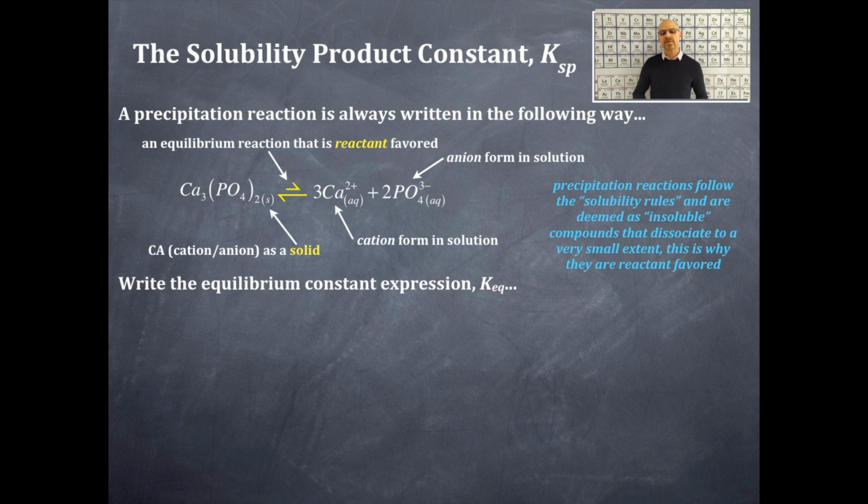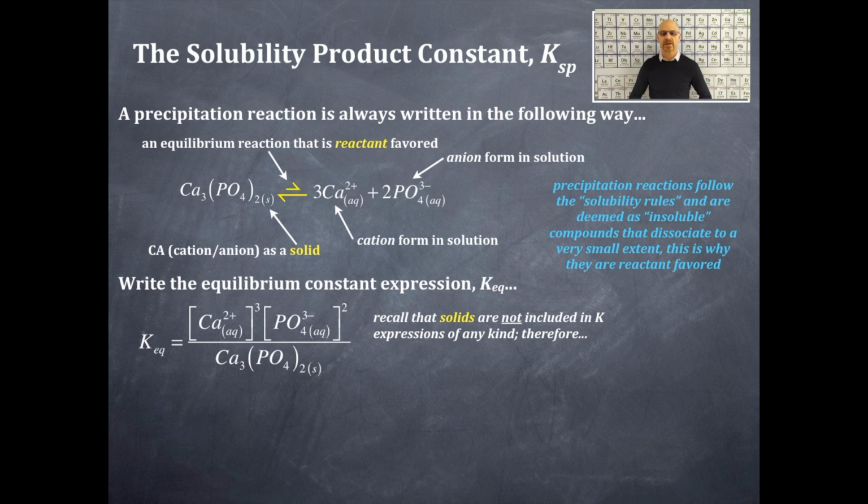So we're going to write the equilibrium constant expression for this reaction of calcium phosphate. KEQ is equal to products over reactants with the stoichiometric coefficients as exponents. Notice I did include the solid here, but recall that solids are not included in any K expression of any kind. Therefore, we have to cross this out.